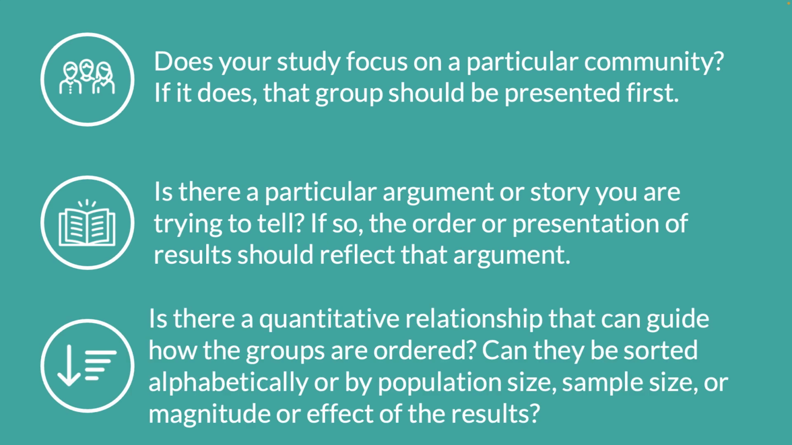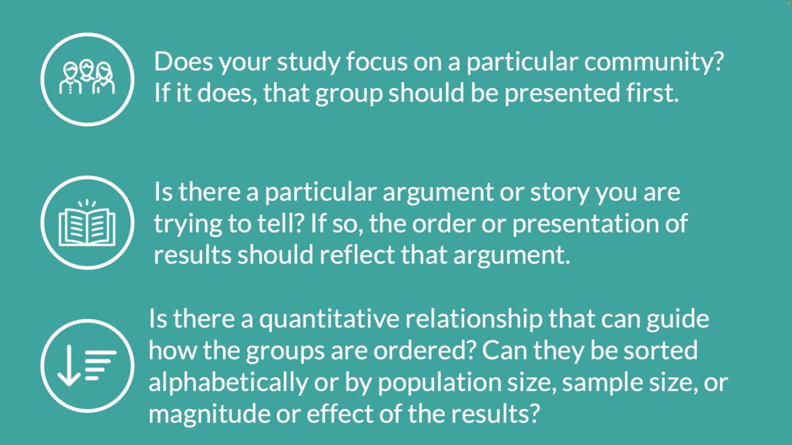And finally, perhaps there's a quantitative relationship that you can use that can help guide your decision about how to order these particular groups. Maybe they can be sorted alphabetically, or maybe they can be ordered by sample size, either weighted or unweighted. Or maybe you could sort them by population size, in which case, if you were using nationally representative data, you would have the white group in the first position.